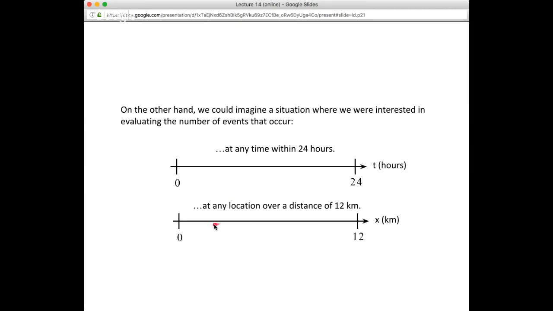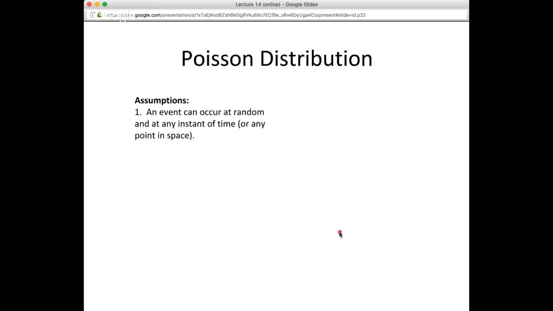And likewise, we could have the same thing for space. Maybe we're interested in understanding the number of events that occur over a certain distance. And so we could, of course, apply the binomial distribution to these problems. We'd have to divide up the time or the space into equal increments and then apply our theory that way. But again, that might be really artificial if there are no obvious discrete units of time or space here. And so that's what the Poisson distribution is for. Basically, it's an elaboration of the binomial distribution in the case where an event can occur at random at any instant of time or any point in space.